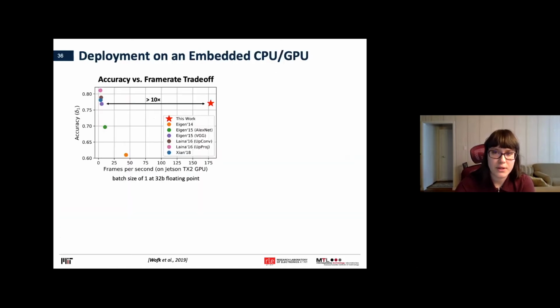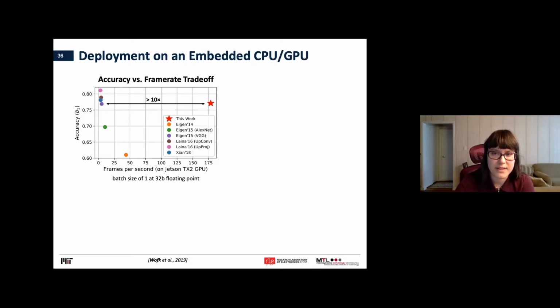When deploying on Jetson TX2, we compare against several prior works that are listed in the accuracy versus frame rate plot here. The quantitative accuracy metric used here is the delta-1 metric, which measures the percentage of pixels in the predicted depth output where the relative depth error falls within 25% of ground truth. The higher the delta-1 accuracy, the better.